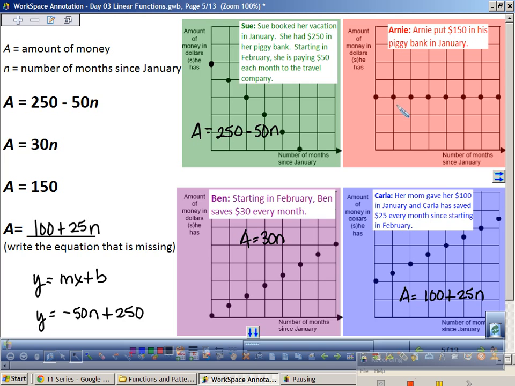So this is the last one. What's this one? The third one? A equals 150. There is no rate of change, right? There's no slope. That's all you got. Starts at 150, stays at 150, right? Pretty good? This is taking everything we've learned, right, and putting it into real life?